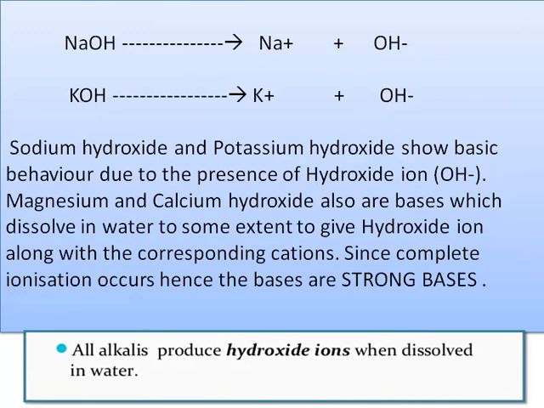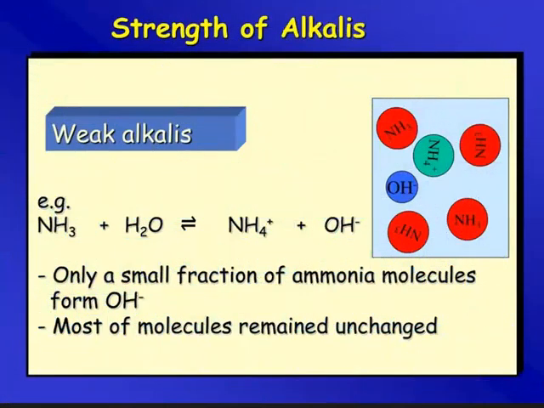Magnesium and calcium hydroxide also are bases which dissolve in water to some extent to give hydroxide ion along with corresponding cations. Since complete ionization occurs, these bases are strong bases. On the other hand, when we consider aqueous ammonia, ammonia gas in water dissociates partially to form ammonium ion and hydroxide. Only a small fraction of ammonia molecules form hydroxide ion. Most of the molecules remain unchanged. Hence, this is an example of a weak alkali or a weak base.